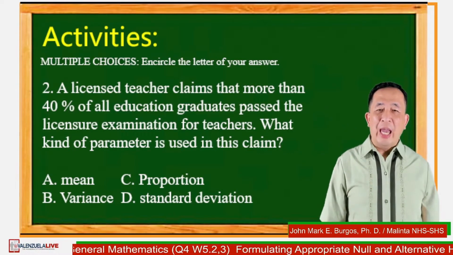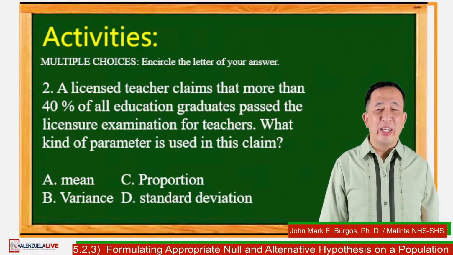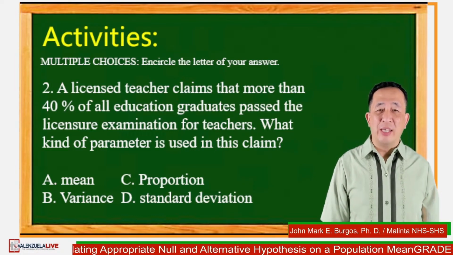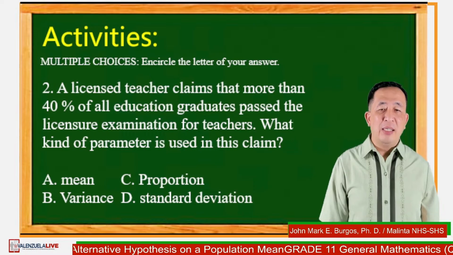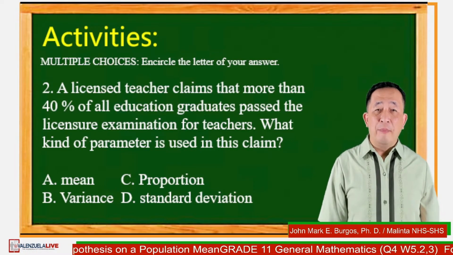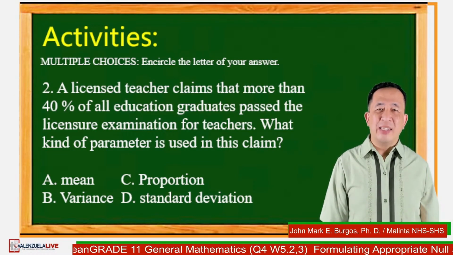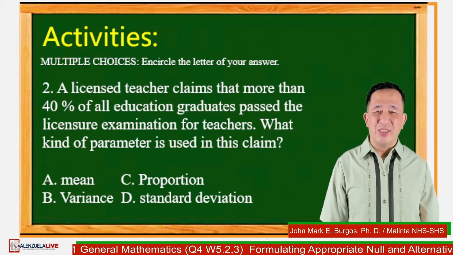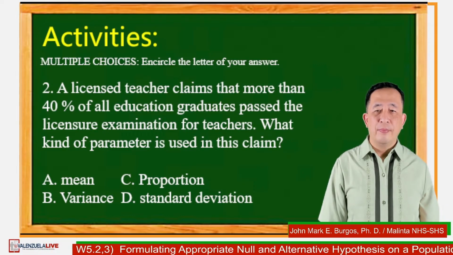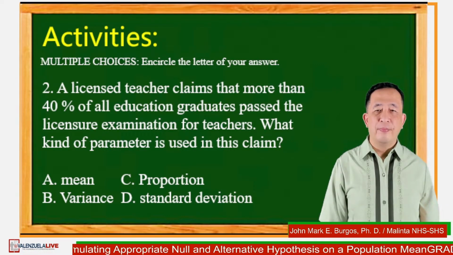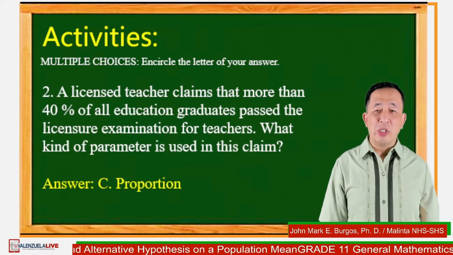Number 2, a licensed teacher claims that more than 40% of all education graduates passed the licensure examination for teachers. What kind of parameter is used in this claim? Is it A, mean, B, variance, C, proportion, or D, standard deviation? 10 seconds. Okay, time is up. The answer is C, proportion.